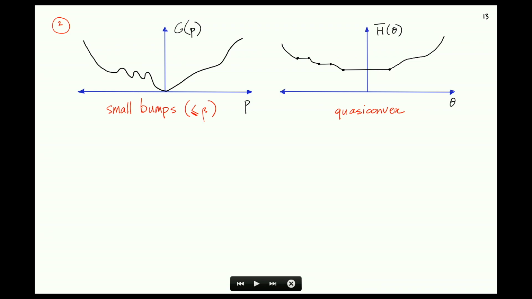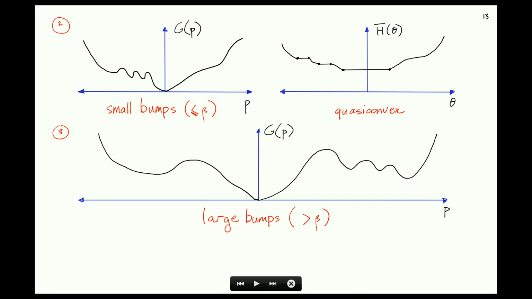But then you end up getting a picture like this, where this had small bumps. Now this effective Hamiltonian is quasi-convex, meaning the bumps have been ironed out, but you might actually have some flat pieces coming from here, which I'm not going to get into. And what if you have larger bumps? So imagine a picture like this, where you have larger bumps.